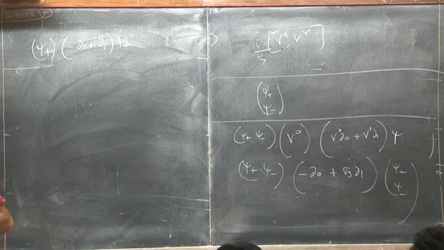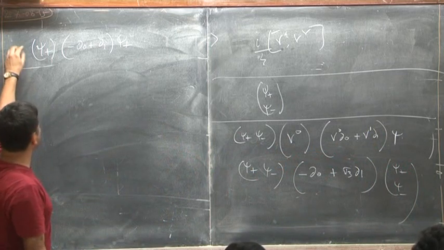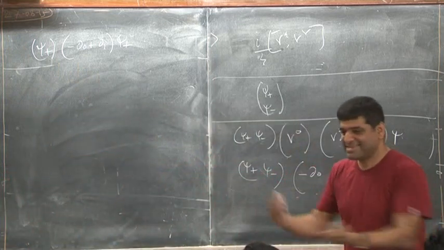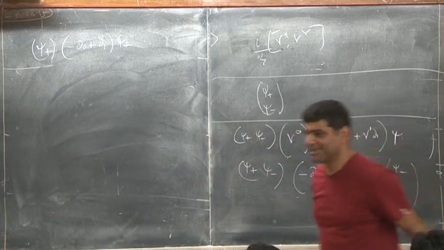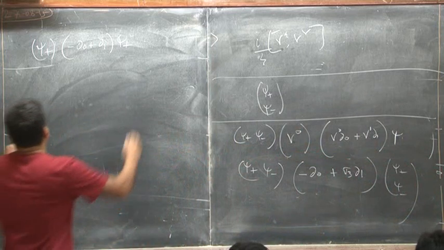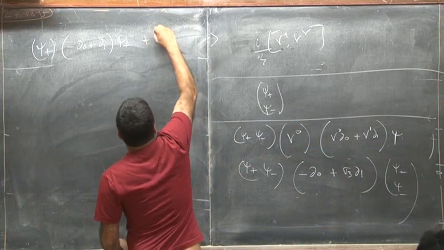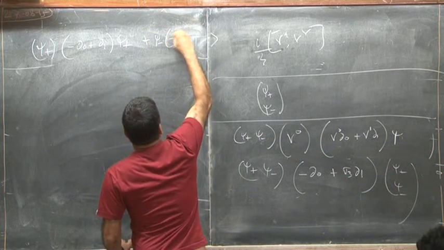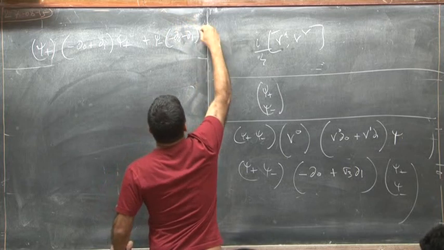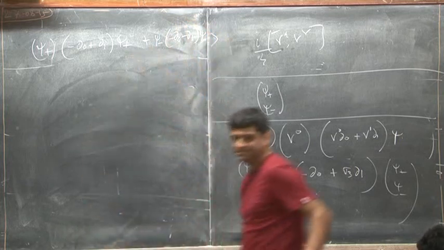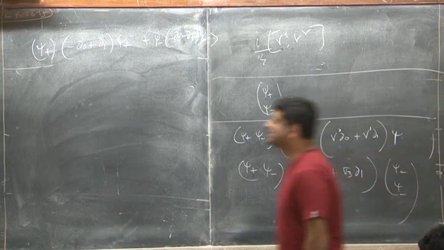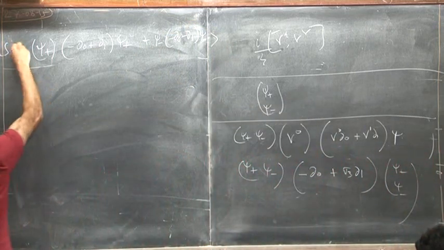Okay, anyway, even if it's proportional, we'll figure out the final proportionality constant. It depends on your definition of bar. I define psi bar as psi dagger gamma naught. Okay. Yeah. Thus, psi minus, minus del 0 plus minus del 1, psi plus. Okay? So the action at least is proportional to some number.